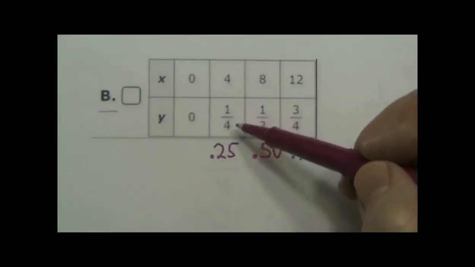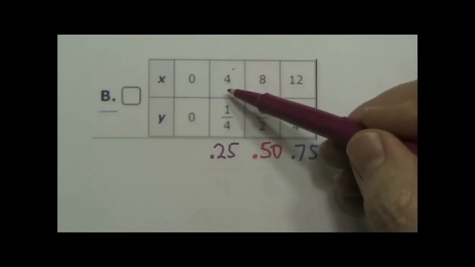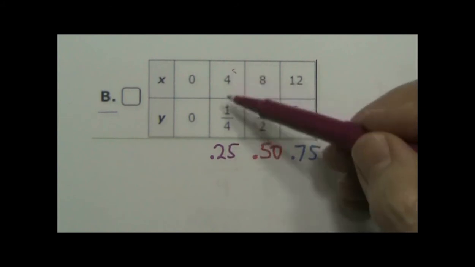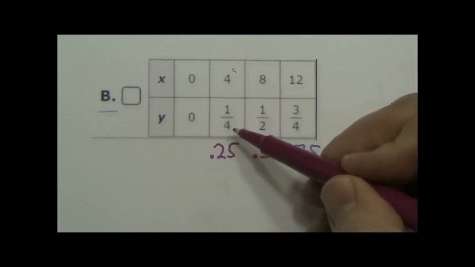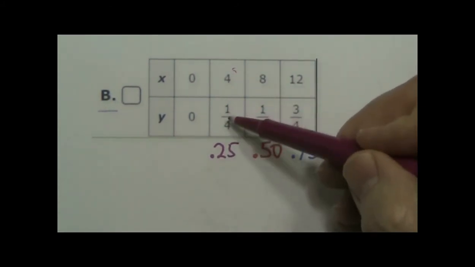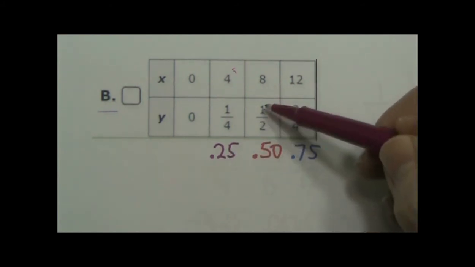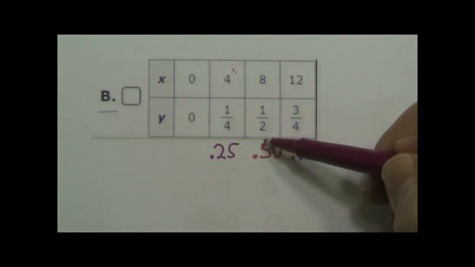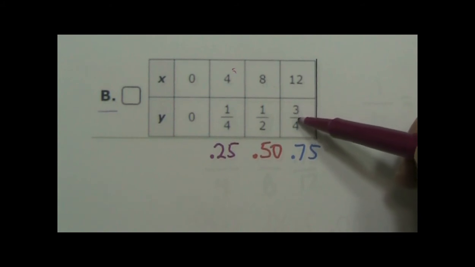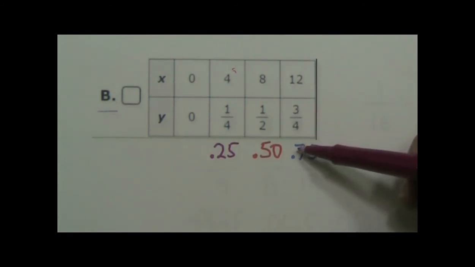Okay, now sometimes they may be fractions. So if that's the case, if you want to, you can just use a calculator. Make them decimals. Like 1/4 is 0.25. 1/2, 1 divided by 2 is 0.50. 3 divided by 4 is 0.75. You usually use a calculator. Just say 3 divided by 4.